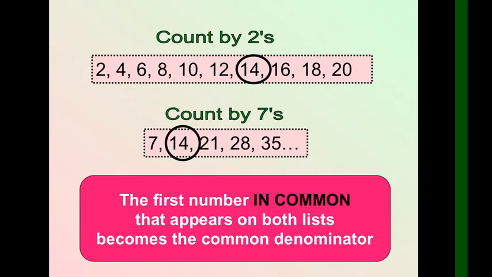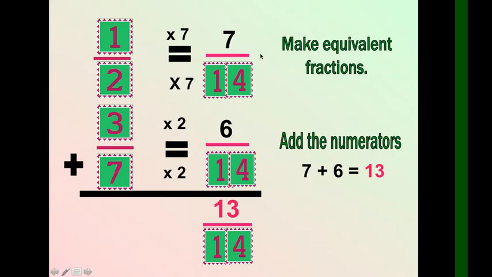Since they have 14, the first number in common that appears on both lists becomes the common denominator. So, for this, we have 14. Pero paano ba makukuha ang 14 sa 2? We need to multiply by 7. So, therefore, we need to multiply 7 also to the numerator. So, 1 times 7 is 7.